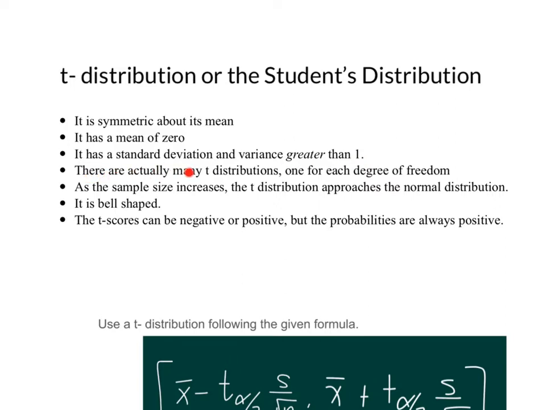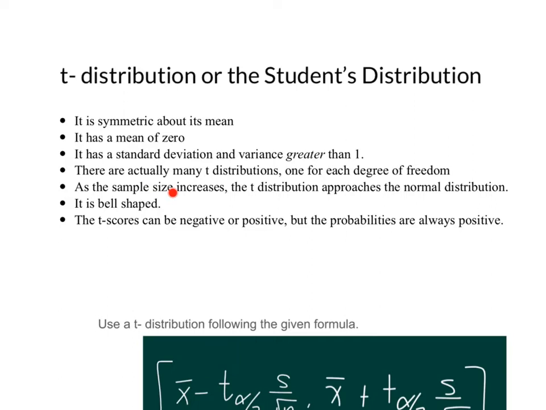Now, there are many t distributions, as we will see later on, depending on what we call the degrees of freedom. We're going to teach you how to get this degree of freedom later on. And as the sample size increases, the t distribution approaches the normal distribution. So, again, we are going to use a t distribution because we have a sample size that is less than 30.